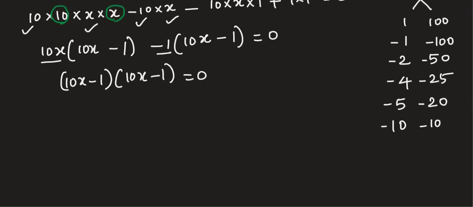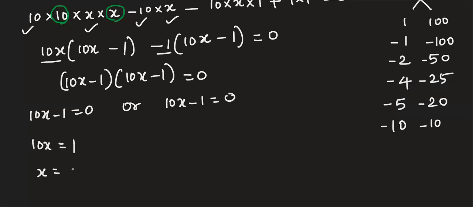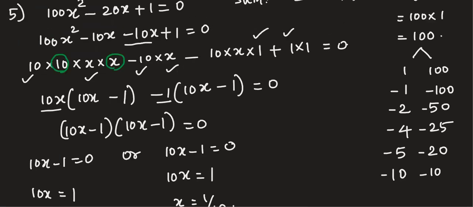Now let's get the value for x. So let's equate now. So 10x minus 1 is equal to 0, or 10x minus 1 is equal to 0. Now 10x is equal to positive 1. X is equal to 1 over 10. Same thing we will do for here also. So 10x is equal to 1. X is equal to 1 over 10. So the value of x will be 1 over 10. This is our final answer. I hope this is clear.